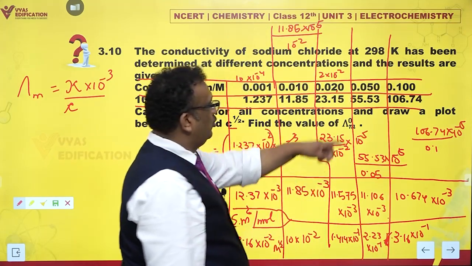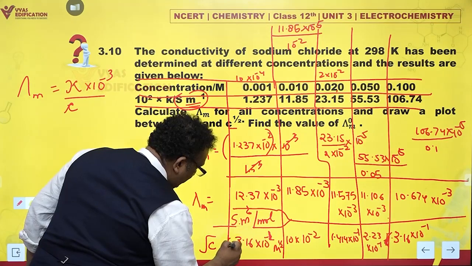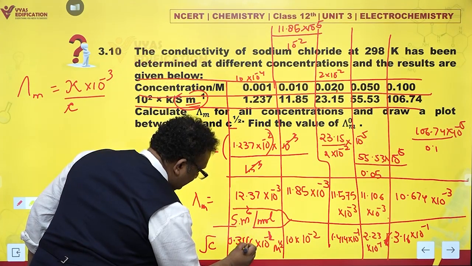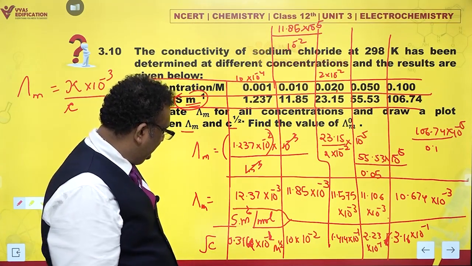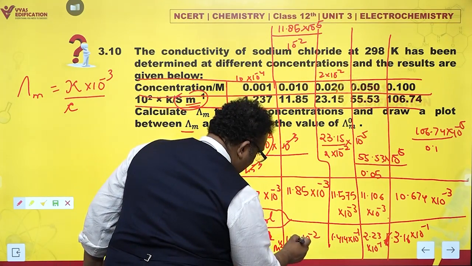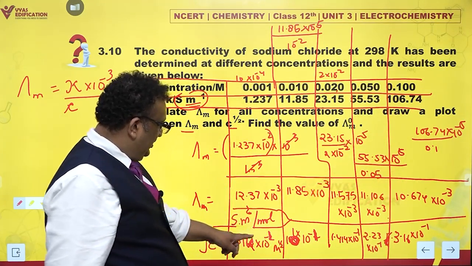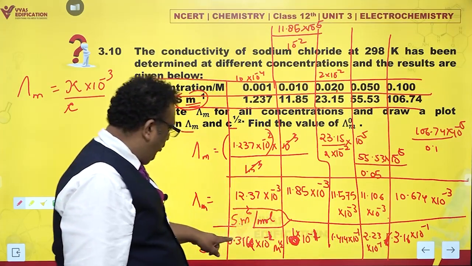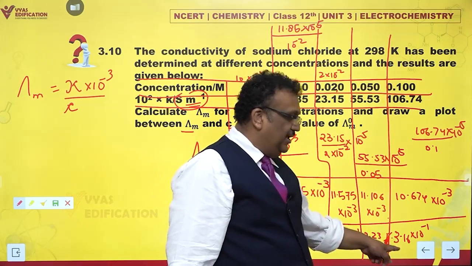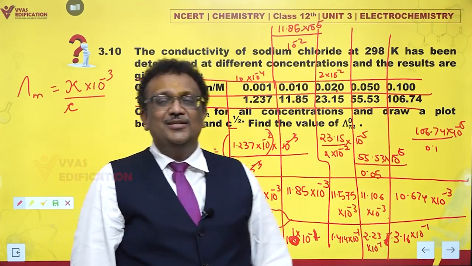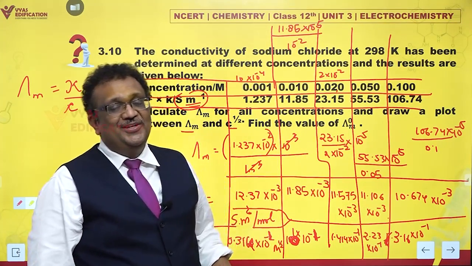I'm just doing root C, that's it. And this is very ugly, so I'll also convert this to 0.316. This is simply 1 into 10 raised to minus 1. So 10 raised to minus 1 is common throughout: 0.316, 1, 1.414, 2.23 and 3.16. Root C is consistently increasing and we can see lambda m is consistently decreasing.